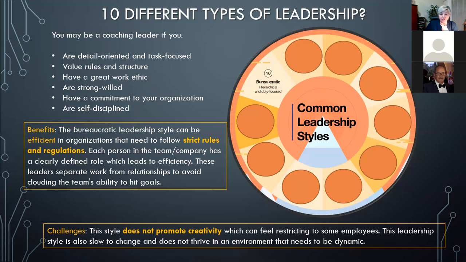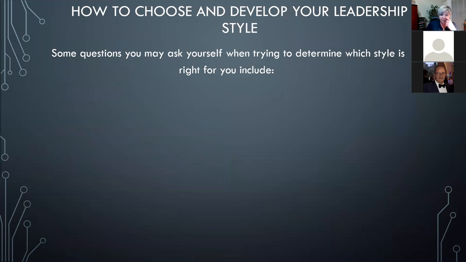Okay. So those are some of the leadership styles. I'm definitely going to post the PowerPoint up for you as well, so you can actually slowly go through it, because what we need to do now is start looking at how do I choose to develop my leadership style? Okay, so here are some of the questions you can ask yourself when trying to determine which style is actually really the right one for you.